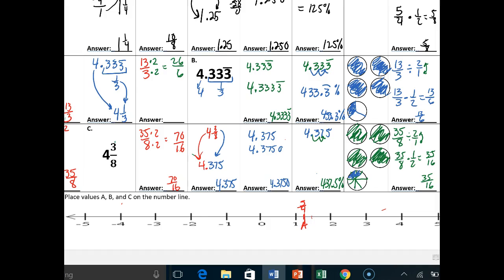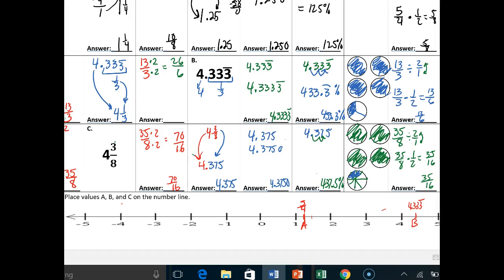4.33333 repeated, right? Or 4 1/3. So if I have 4, and just like ST Math, if I divide it up into thirds, 1/3, 2/3, 3/3, right? Maybe a little bit more than that, 1/3, 2/3, 3/3. So 4.333 repeated is going to be right there. So that's B. And C, 4 3/8.